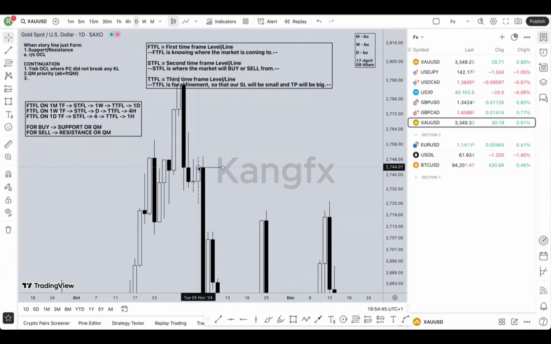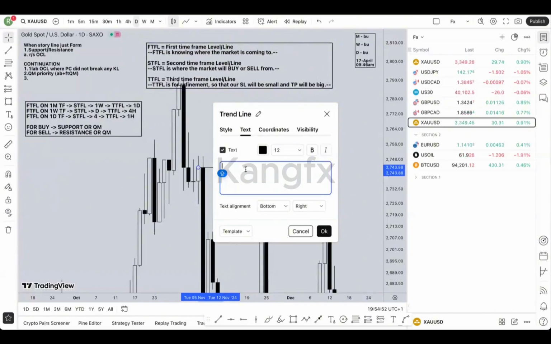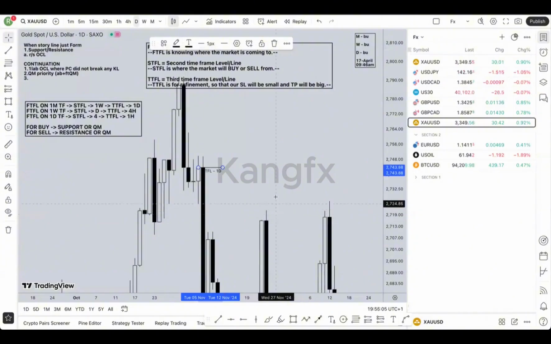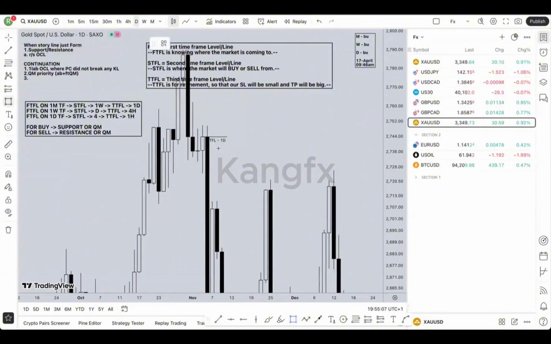So now, marking here as my FTFL, this is daily. I do this, FTFL, 1 day. That's on daily. Then the same thing I'm going to do, I'll just draw my rectangle box here, expand it. Can expand it to this place. Now, if I don't want to be drawing those lines, I'll just extend this.